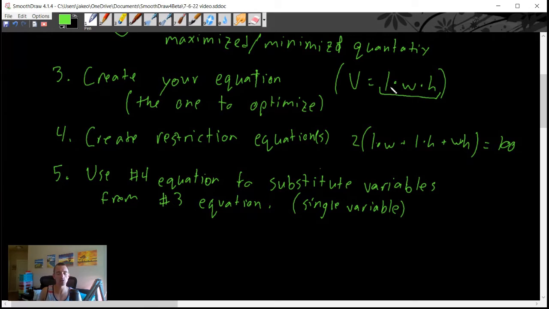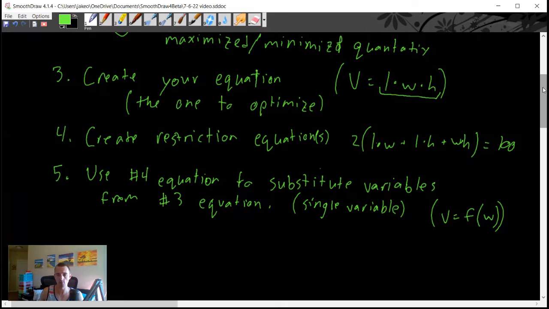Now, when I say single variable, what I mean is we would end up with something like volume equals some function of width. So let's say we wanted to take our restriction equations and use those to solve for H and L in terms of W, and plug that into this equation so that we just have volume equals some function with just W in it. Basically, we're trying to use substitution to eliminate variables from this equation.